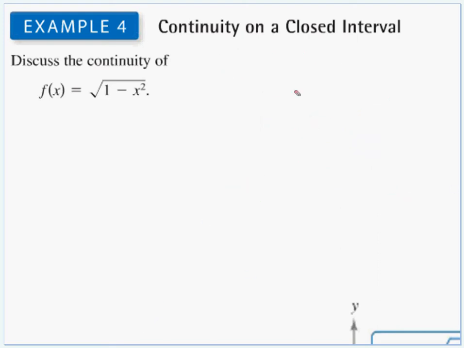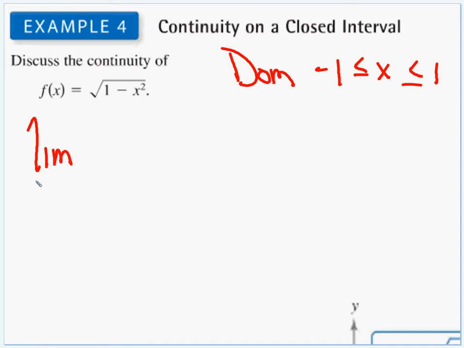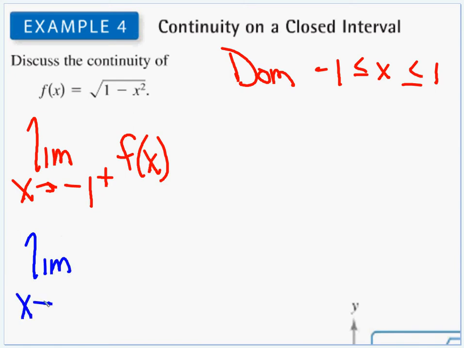So the domain here, x is between negative 1 and positive 1. The function itself in between negative 1 and 1 is going to be continuous. So what we got to worry about here is our endpoint continuity. So we could write the limit as x approaches negative 1 from the right of our function. I'm just going to write f of x. We got to see what that is. And we also want to check out the limit as x approaches positive 1 from the left of our function.